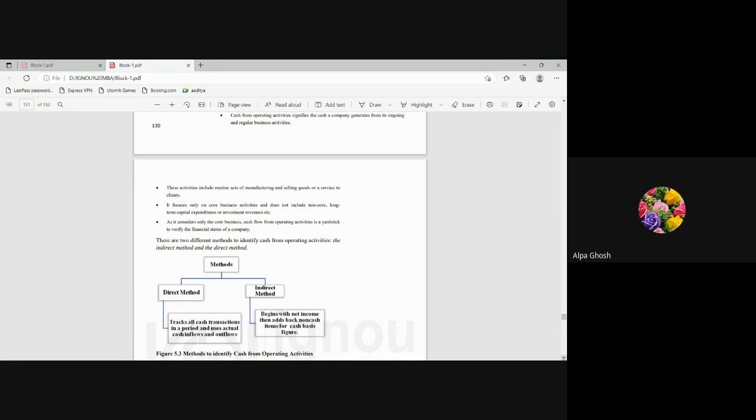We will begin the determination of cash flow from operating activities with the use of indirect method. When we talk about indirect method, the calculation starts with net income that is given in your profit and loss account. The net income or net profit which is given in your profit and loss account, we are going to add back the non-cash items in this method.